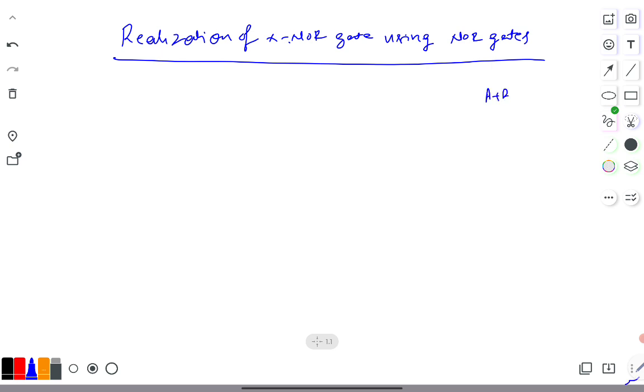Here, (A plus B) whole bar is equal to A bar dot B bar. Then (A B) whole bar is equal to A bar plus B bar. And also we should know the XOR and XNOR gate truth table.